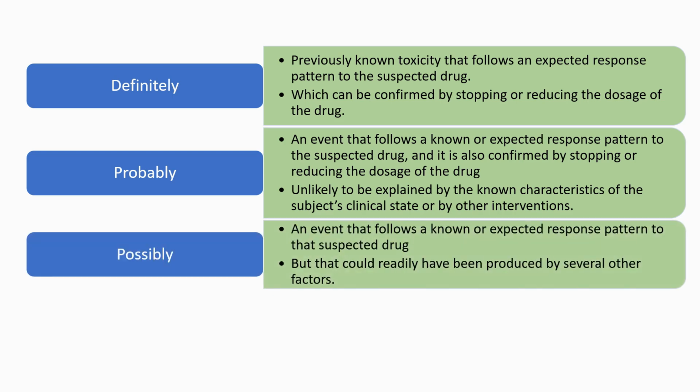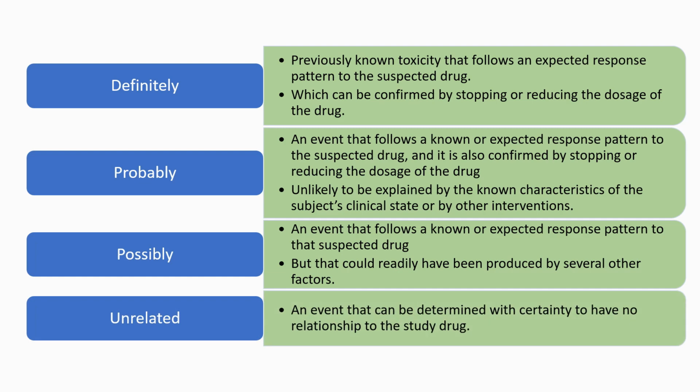Possibly: an event that follows a known or expected response pattern to that suspected drug, but that could readily have been produced by several other factors. Unrelated: an event that can be determined with certainty to have no relationship to the study drug.